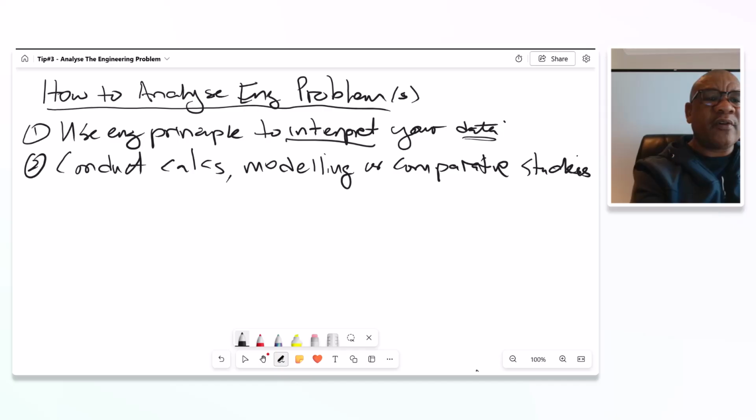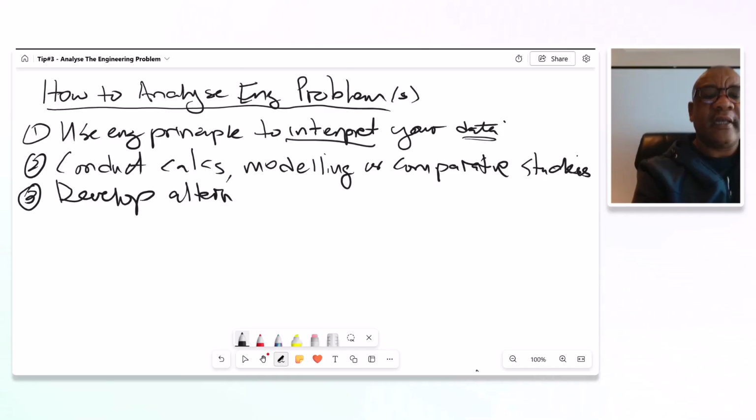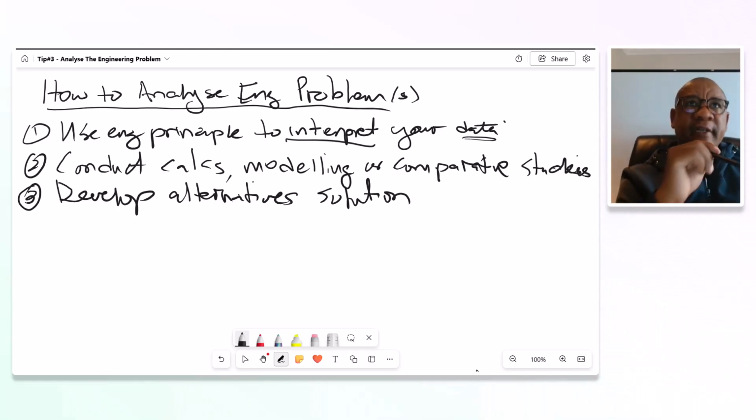So this is very important. I'm giving you some nuggets here. Remember, these are tips. And then the third thing that you need to consider when you analyze the problem is to develop alternatives, solutions. This is very important.